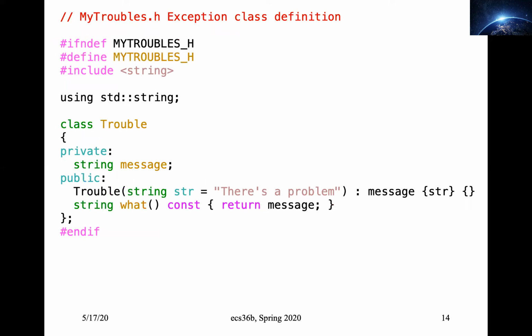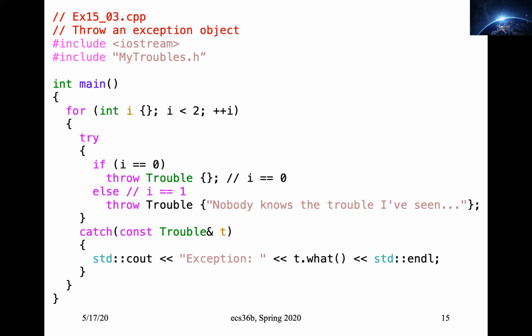So the first time is going to be that, because for the first throw there are actually two trouble objects being created. The first object is "there is a problem." So that's why the first time it will say exception: there is a problem. The second time it will say exception: nobody knows the trouble I have seen. Okay, that's good. All right, any question?